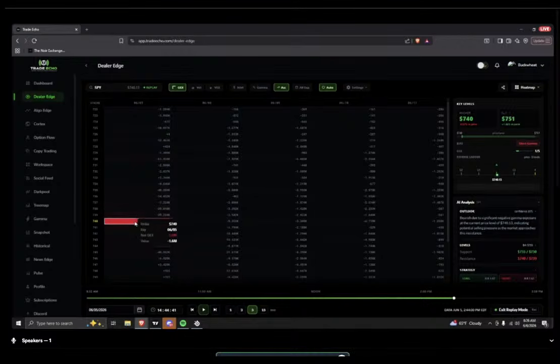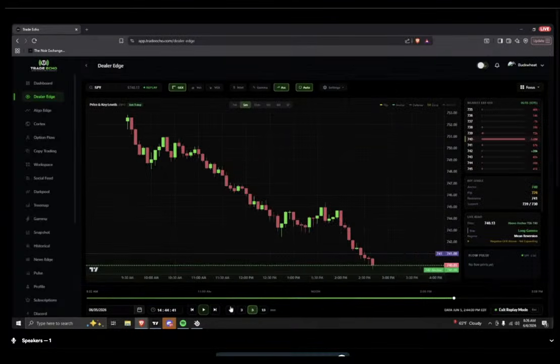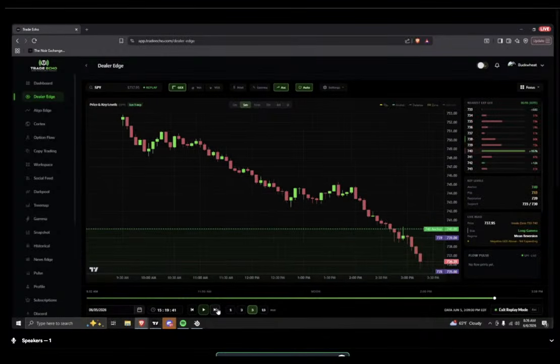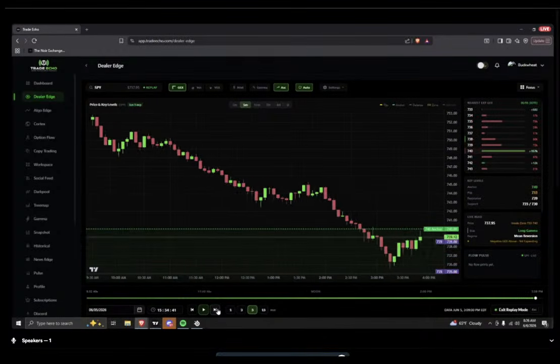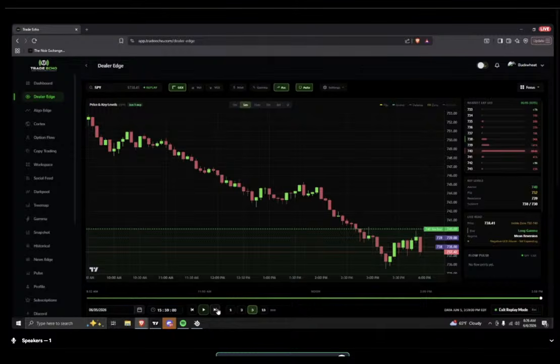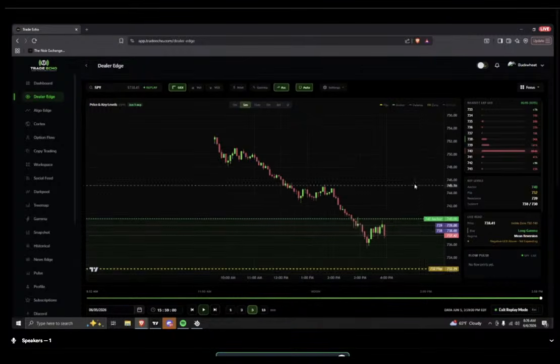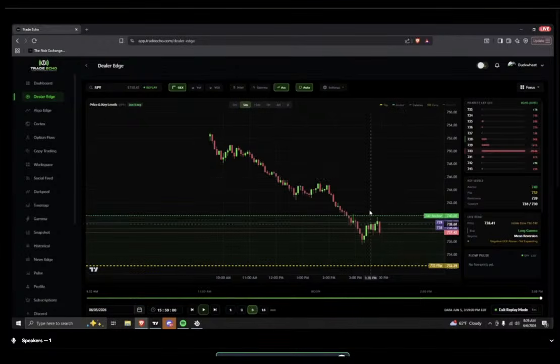This is telling us that dealers need to do something here. So you go back to focus mode, come over here. So we're either gonna bounce over here or accelerate even further down. But this is telling us that price is gonna start shifting. Obviously, that was towards market close, but we ended up closing way below it.